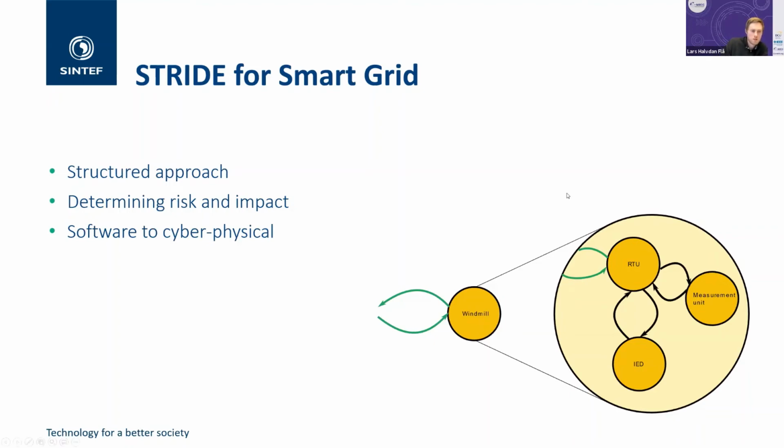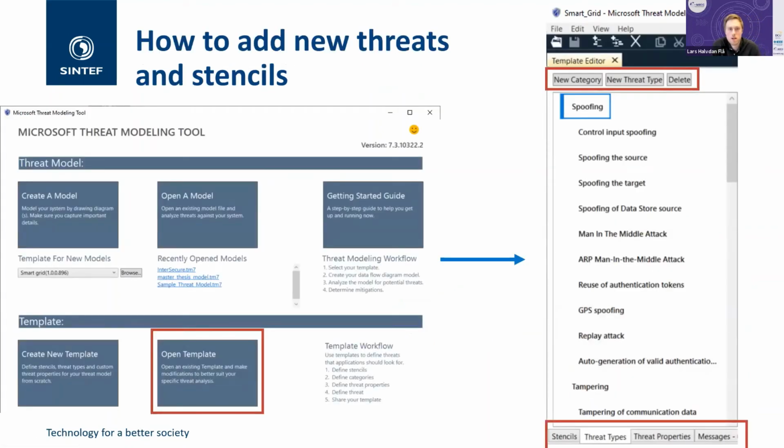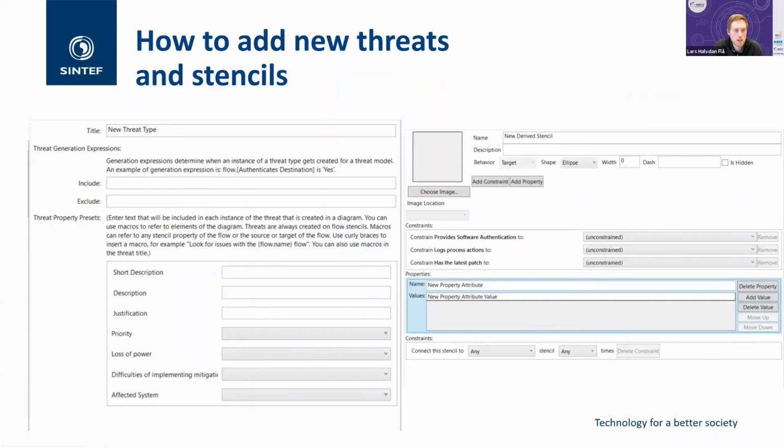And finally, I will move on to say something about how new threats may be added to the template. As already mentioned, the model can be found on GitHub. So what you then do is to download this Microsoft Threat Modeling Tool and open the template. And here you may be able to include new threat types, either new categories or new threat types, and then also elements or threat properties. And this will look like this.